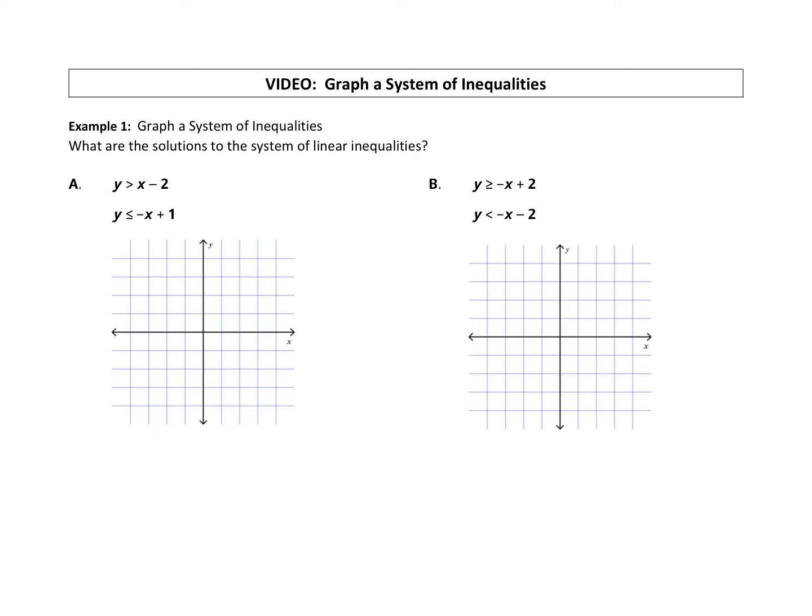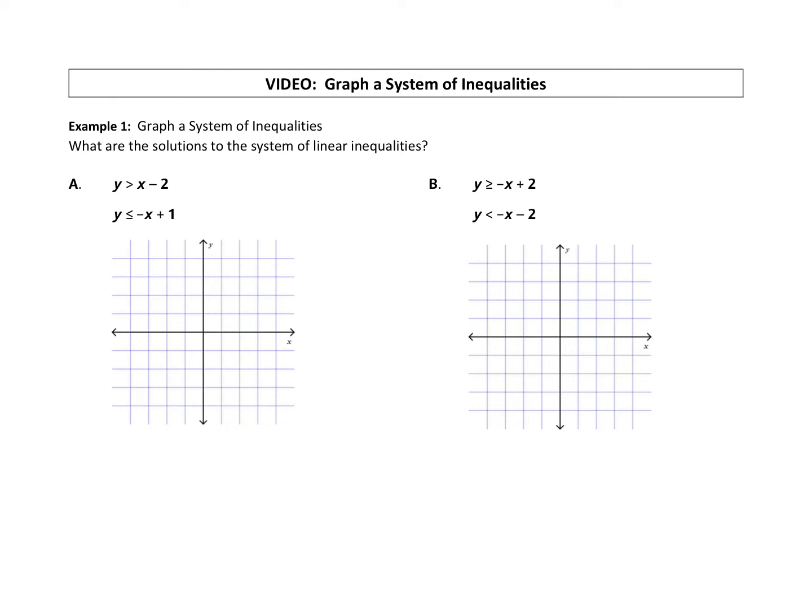All right, so here we have a couple systems of linear inequalities. What we do is we graph both linear inequalities on the same coordinate plane. And because these inequalities involve shading, you're either shading above or below each line, you're going to look for an overlap of shading. That will be the solution to the system.